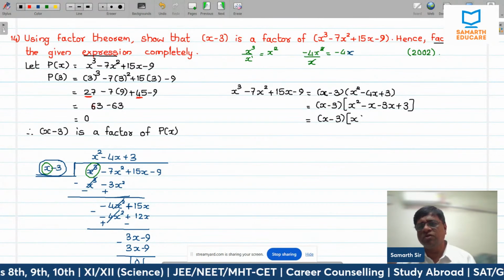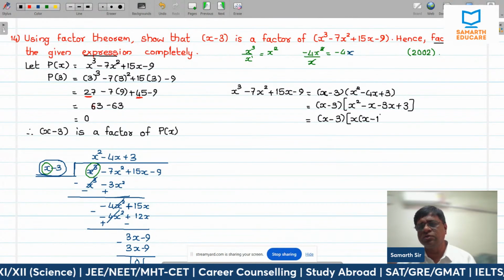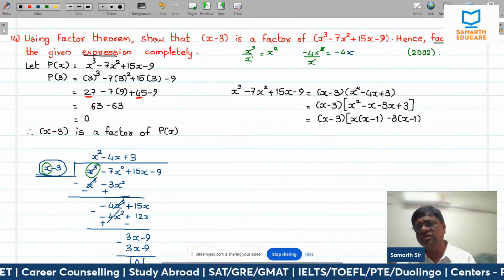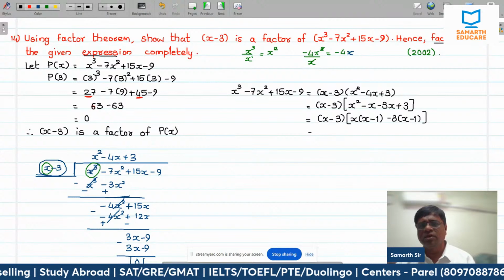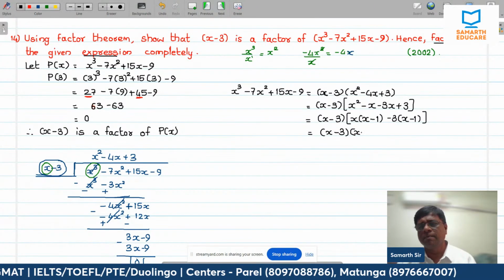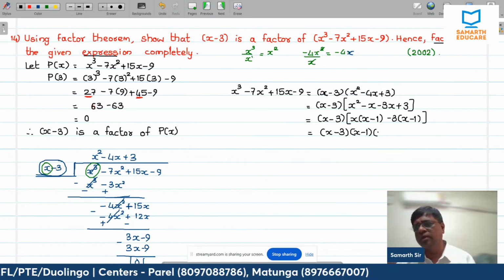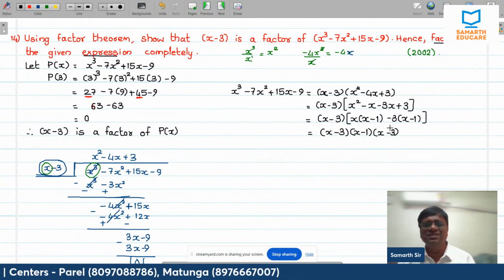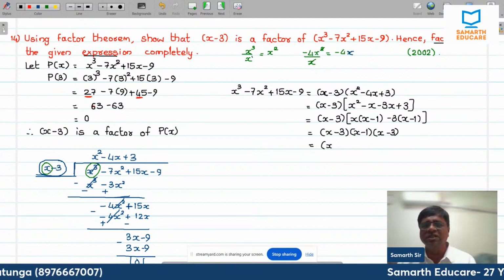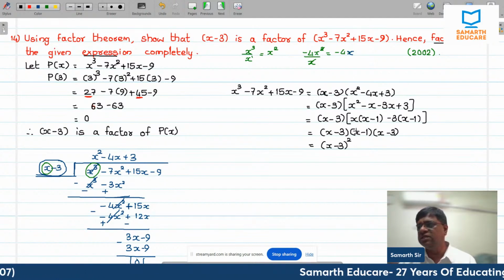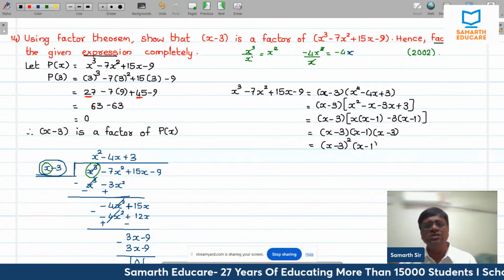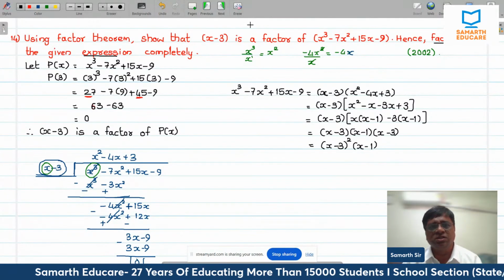We take x common from the first two terms, it is x minus 1. Minus 3 common from the last two terms, we get x minus 1. So x minus 3, x minus 1, and x minus 3. This is complete factorization. Let us simplify it a little more. x minus 3 is there twice, so I will write it as x minus 3 the whole square into x minus 1. Now this becomes the complete factorization.